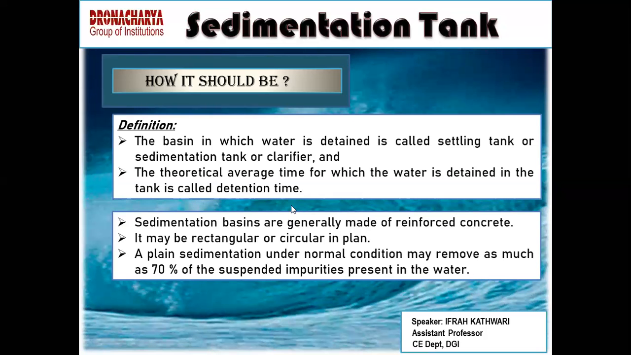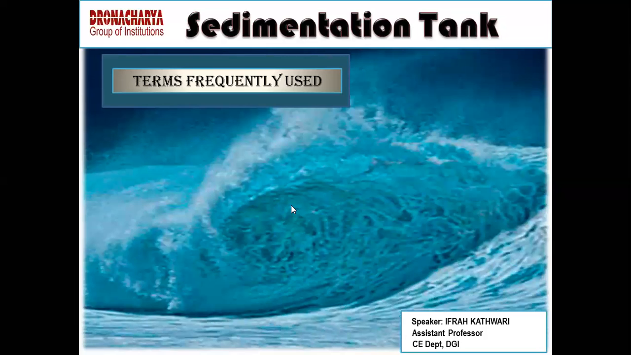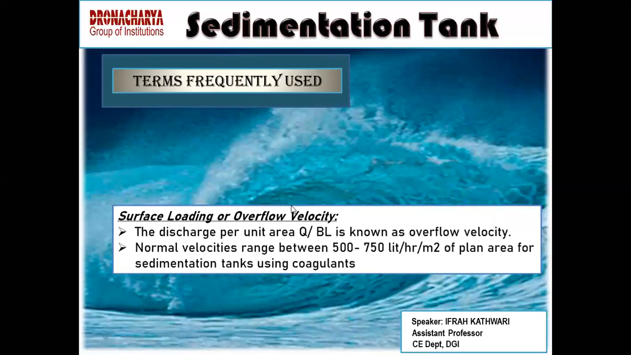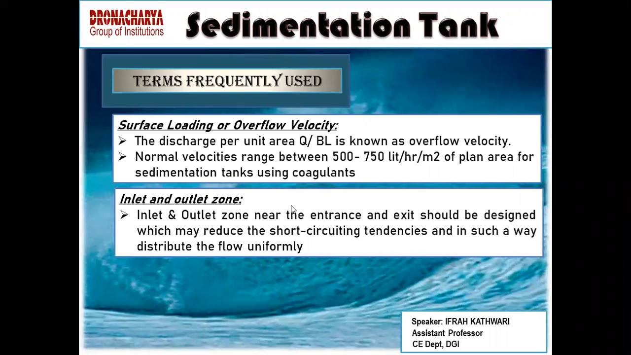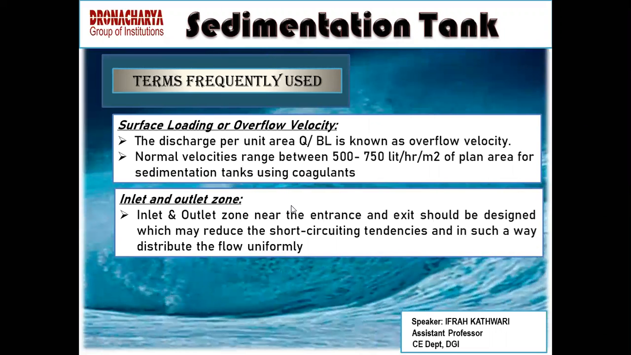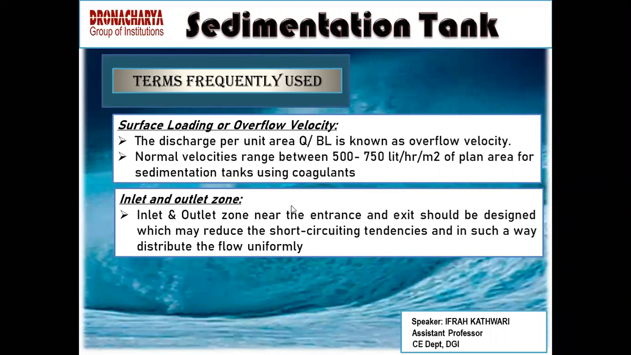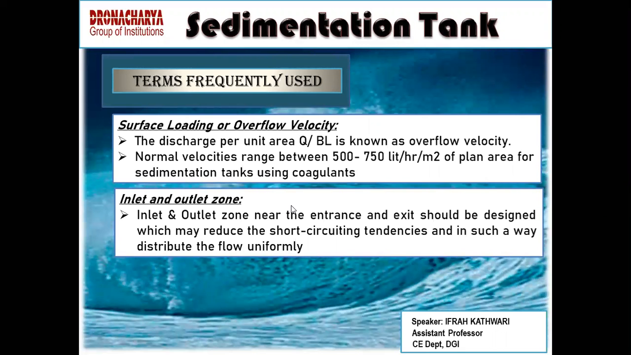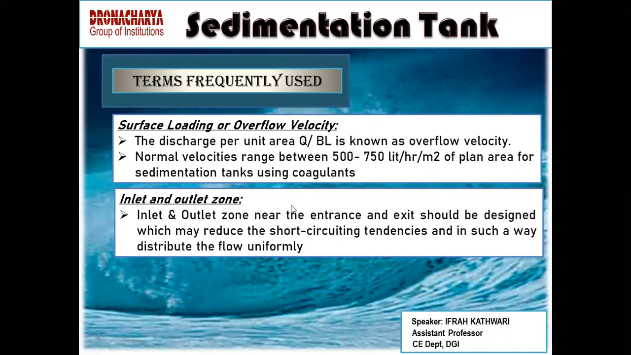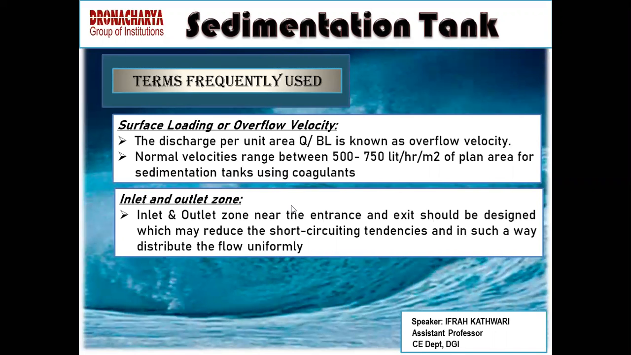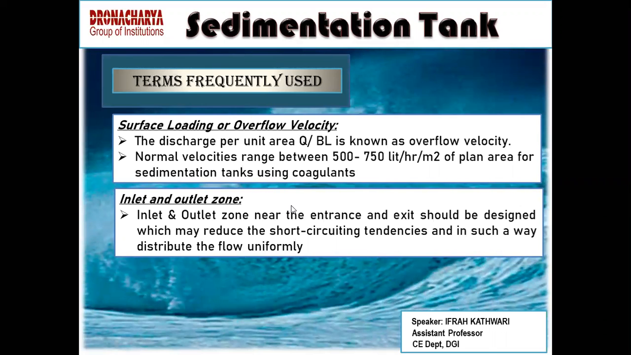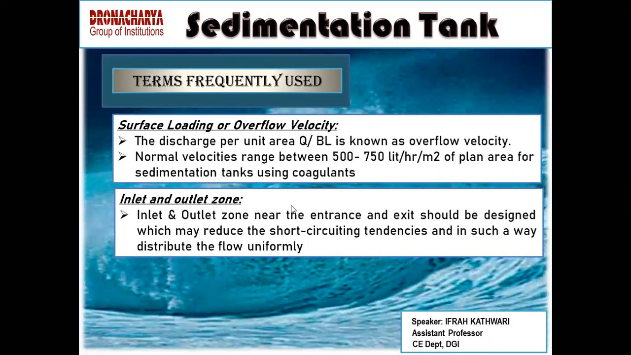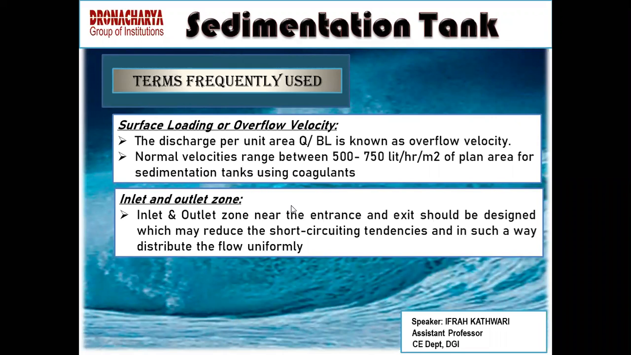After this, we are having some of the most important terms that we will use frequently. The first one being surface loading or overflow velocity. The overflow velocity is the discharge per unit area, and it ranges between 500 to 750 liters per hour per meter square of plan area, which may be rectangular or circular. By the way, it is different for both of them. So the normal velocity range is from 500 to 750.